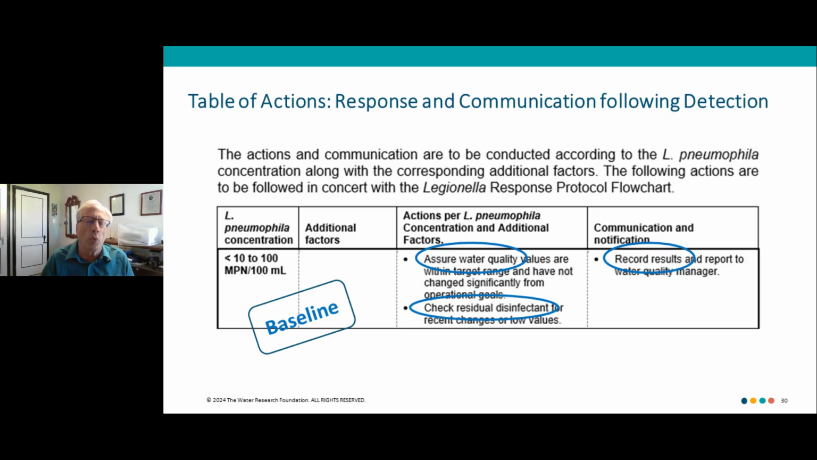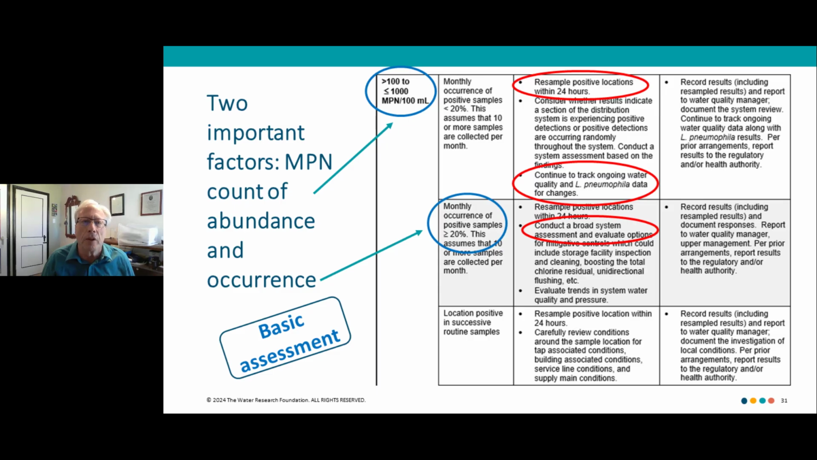We understand that. We get a positive sample. You look at water quality data. What was the chlorine residual, turbidity, anything else that could associate with that? And then you record the results and say, look, let's keep an eye on this. There's nothing maybe I need to do right now, but we'll keep an eye on the data as more rolls in.